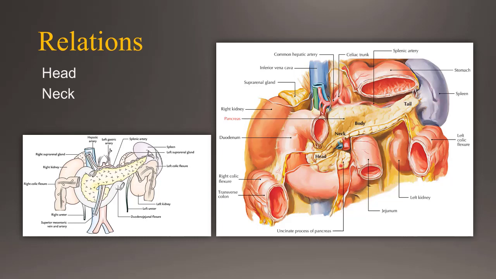Uncinate process, anteriorly it is related to superior mesenteric vessels. Posteriorly, it is related to abdominal aorta, which is here behind this. Neck, anteriorly it is related to pylorus or pyloric end of the stomach, and posteriorly it is related to formation of the portal vein. Portal vein is formed by joining of superior mesenteric vein and splenic vein.